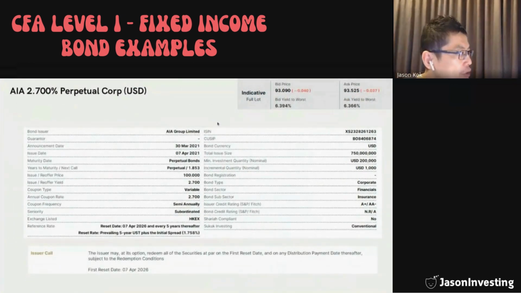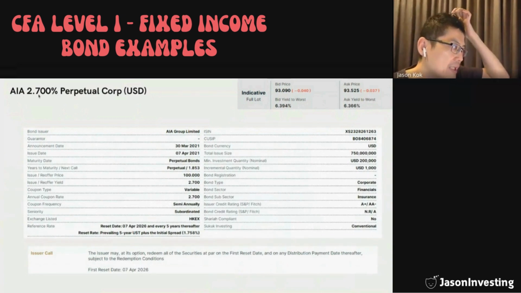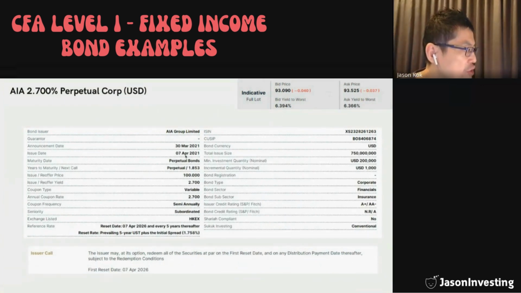Okay. I also want to give an example of a perpetual bond. Remember, a perpetual bond is a bond that doesn't have a maturity. It goes on forever. So this is the AIA insurance company bond, issued in 2021. It doesn't have any maturity date because it's a perpetual bond. So they will pay 2.7% forever, right? And with a perpetual bond, you can always sell it, so there's a price tied to it. The reason why this is below par is also the same, because interest rate has risen.